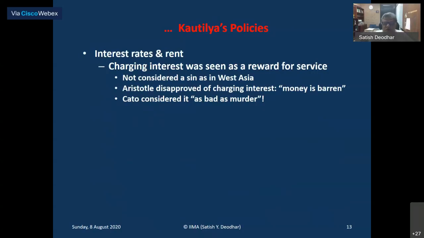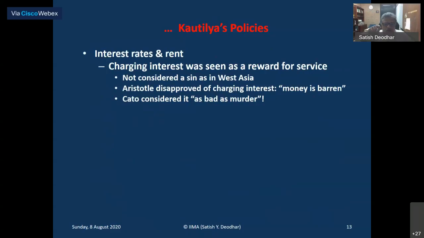This was well understood in India. In the West, or West Asia, charging interest was considered a sin. And for some reason, because of our colonial impact, we have raised some individuals like Aristotle to such a high pedestal that we never think anything bad about them. But Aristotle was the one who disapproved of charging interest, and he said money is barren. How can money produce money? And this is Aristotle speaking, right? But we have held him on such a high pedestal, and we never talked about Chanakya or Kautilya till a few decades ago.